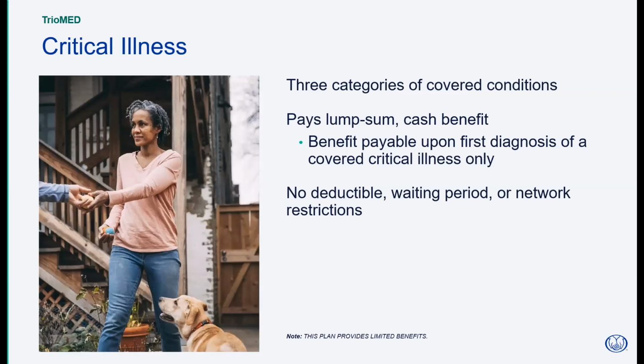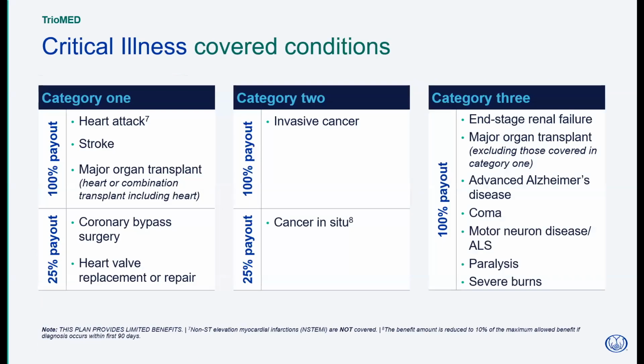So let's now take a look at the critical illness portion of it. There are three categories of coverage, and we're going to go over those three categories of coverage. It pays a lump sum cash benefit, payable upon first diagnosis of a covered critical illness. Just like with the plan enhancer, it has to be that first diagnosis. Once again, there's no deductible, no waiting period, and no network restrictions to satisfy. So now what we're looking at are the three different categories when it comes to the critical illness portion of this particular TrioMed policy.